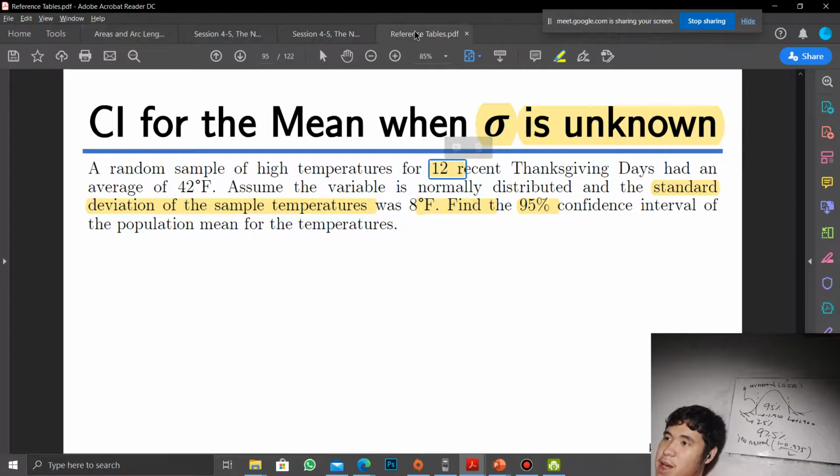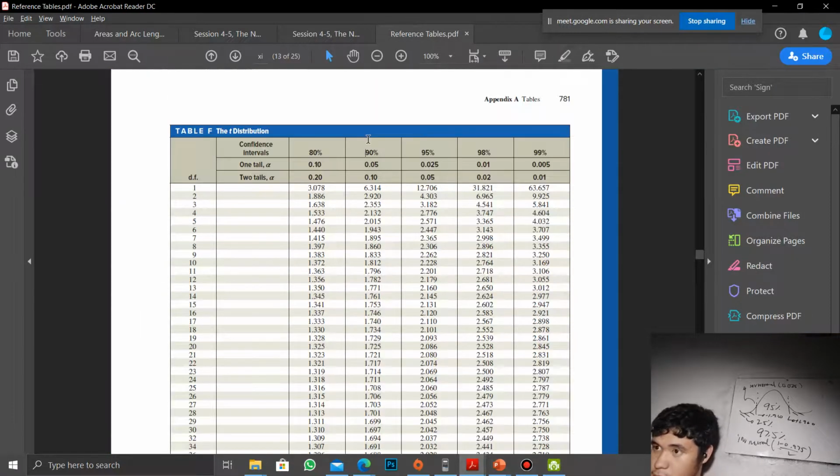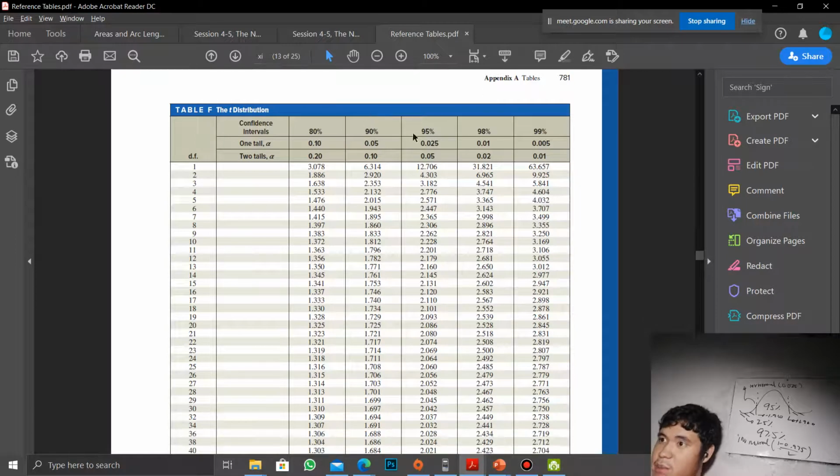So, let's look at the table. Meron dyan, t-table. Ayan, no? T-distribution. 95%. DF equals 11. So, ito, 2.201. That's the t-score for this situation.